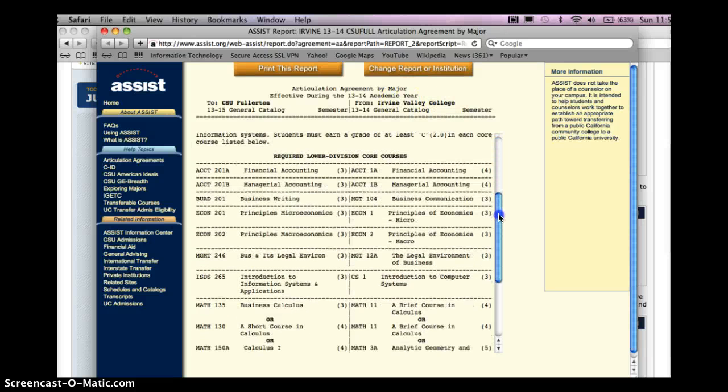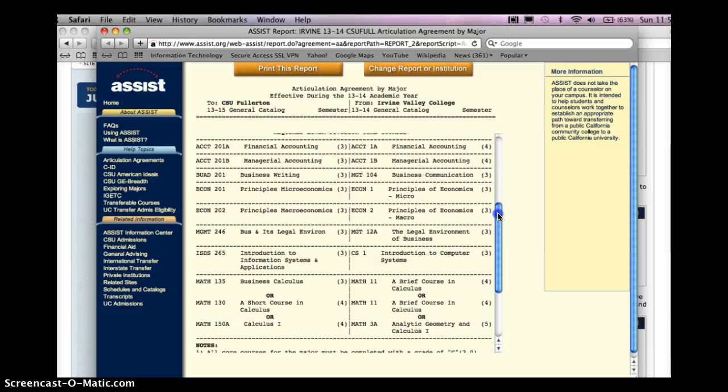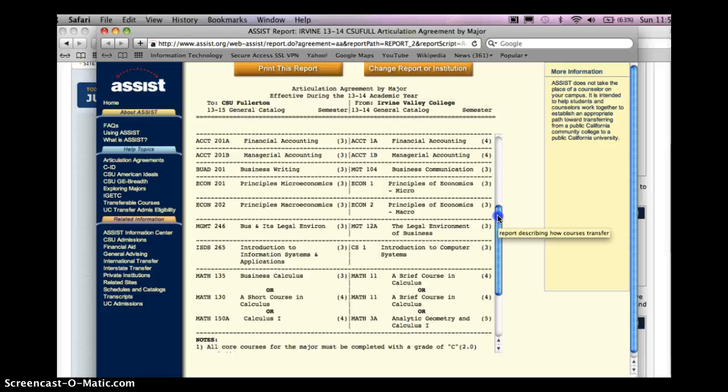What that means is required lower division classes. That means the following courses are required. Accounting 1A here on the right at IVC is equivalent to Cal State Fullerton's Accounting 201A. Accounting 1B here at IVC is equivalent to Cal State Fullerton's 201B, and so on.